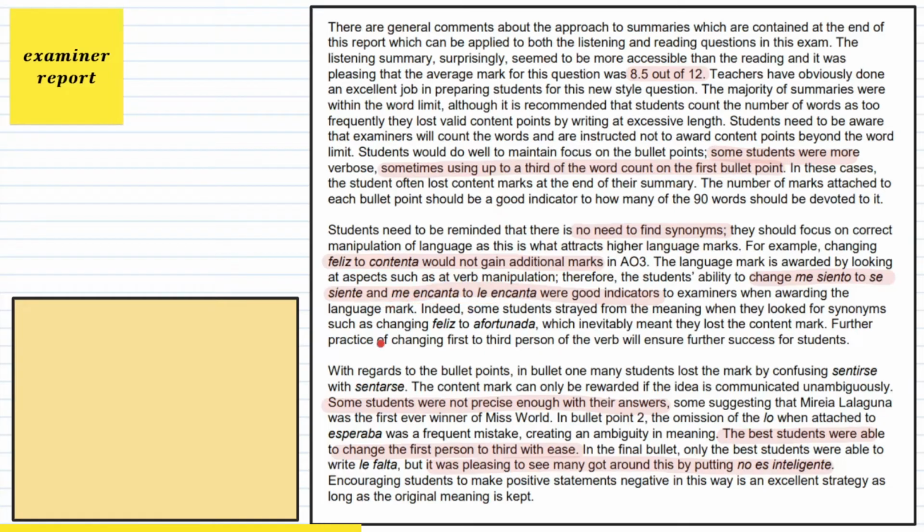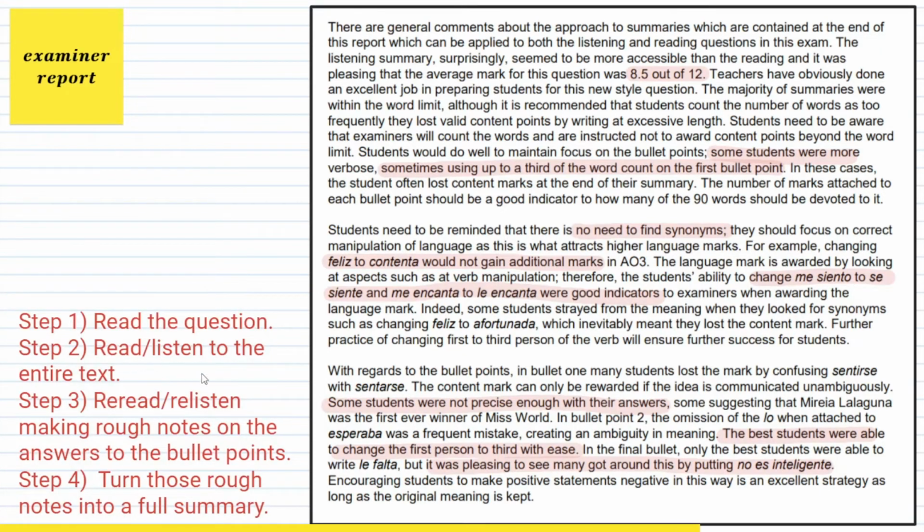Later it says students were not precise enough in their answers. The best students were able to change the first person to third with ease. And if you're not sure how to do that with certain verbs, you can use a workaround. For example, saying no es inteligente instead of le falta inteligencia. So on the whole, I think we have found that these 4 steps are what you should follow in these questions. The answers are usually always in chronological order, so break the text up for the 3 bullet points.